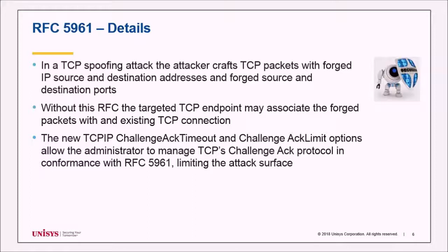The way the attack works is that the attacker crafts TCP packets with forged IP source and destination addresses and forged source and destination ports. Without this RFC, the targeted endpoint, which would be the MCP system, might associate a forged packet, might come in and replace the existing packet that was supposed to come in if they guessed a sequence number that was in range and hadn't been used yet.